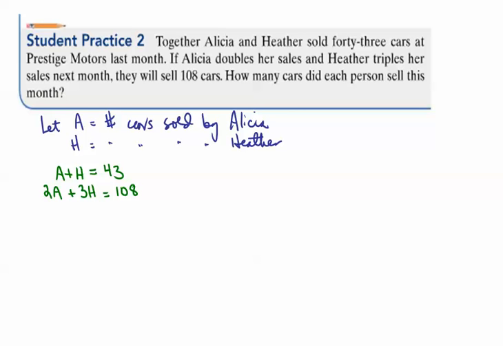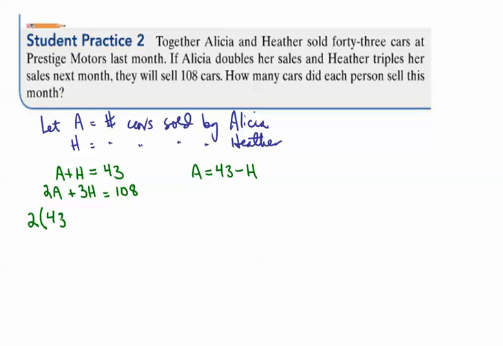Now, we've already seen how we can work with this. We're simply going to solve the first equation for A or H, it doesn't matter. Subtracting H from both sides would leave me with A is equal to 43 minus H. If together they sold 43 cars, if you take away the cars sold by Heather, that leaves you with the number sold by Alicia. So now we're going to take that and replace A in the second equation.